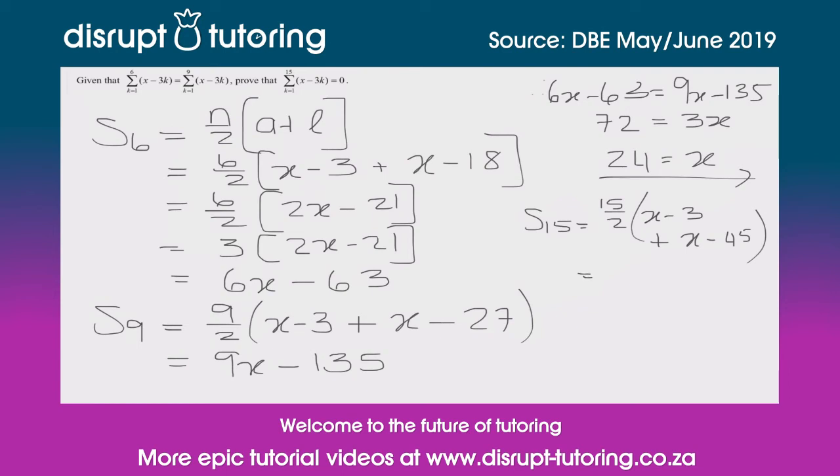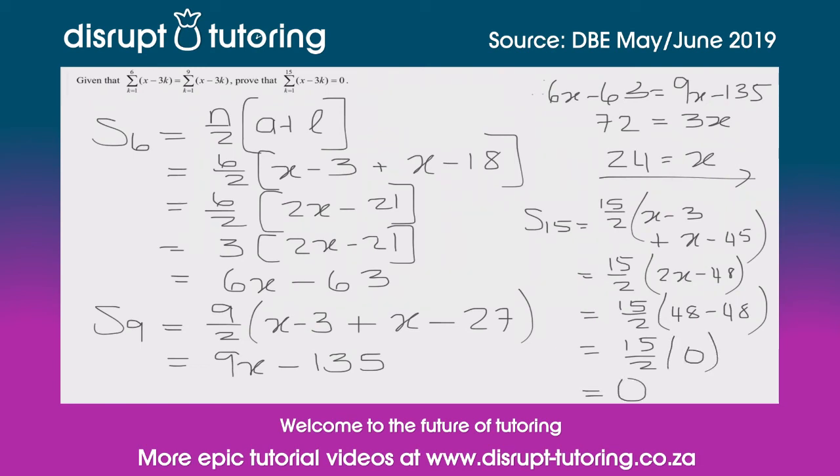Right, now we can substitute in. Well, I'm actually going to simplify the bracket first. So that's x plus x is going to be 2x. And then we've got minus 3 minus 45, and that's going to give us minus 48. Now we can substitute in our x, which is 24, so that's going to be 15 over 2. The 2 times 24 gives us 48, minus 48. And we can see that the 15 over 2 is going to be multiplied by 0 now, which is equal to 0, which is equal to the right-hand side that they gave us in the question. So that's a really good job, and we know we've got 5 marks in the bag.